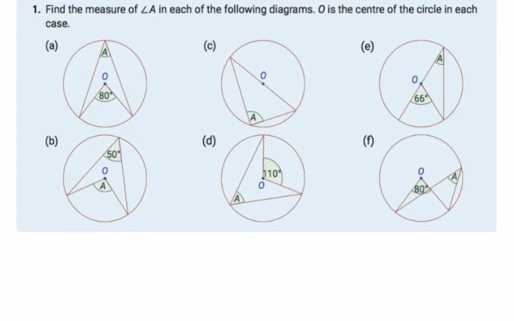So you've looked at circle properties. Now let's look at how easy the questions are when you know the properties. So 80, what's the relationship? Half of 80, A is 40. A here, double 50 is 100.